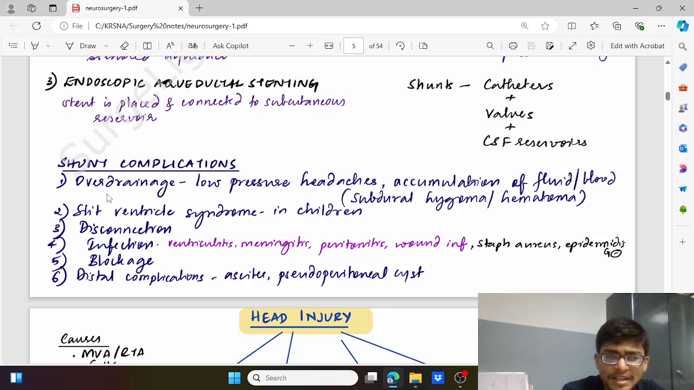So now we'll see the shunt complications. It could be overdrainage, low pressure headaches, accumulation of fluid or blood resulting in subdural hygroma or hematoma. This could be decreased with the help of systematic monitoring and decreasing the overdrainage. Then we have slit ventricle syndrome, which is seen in children. There could be disconnection of the shunt, infection of the shunt, ventriculitis, meningitis, peritonitis, wound infection, etc. Common organisms are Staph aureus, Staph epidermidis, and gram-negative bacteria. There could be blockage of the shunt or distal complications like ascites or pseudoperitoneal cyst.